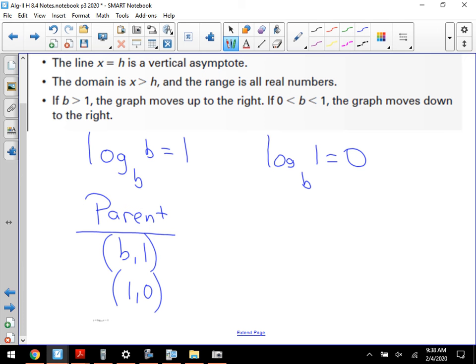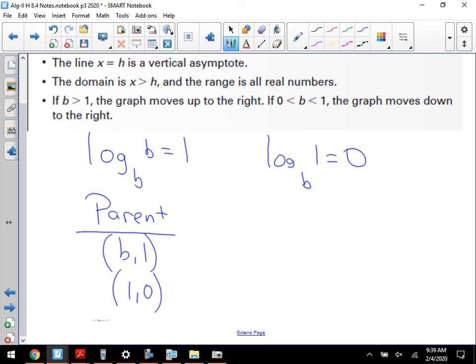Okay. These graphs can only go 2 directions. If the b value is greater than 1, it's moving up and right. If it's between 0 and 1, it's moving down and right. There's only 2 directions for them. It's very easy to see when you plot those 2 points. You'll see which way they're moving. Graphing of logs is one of the easiest ones that we do.